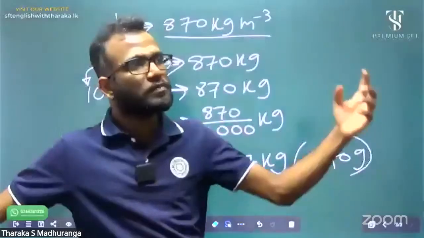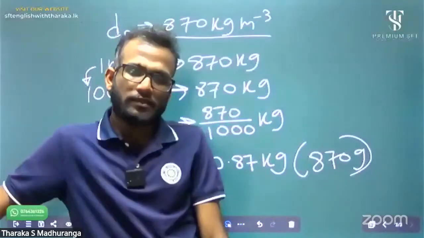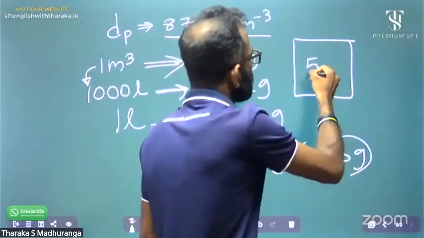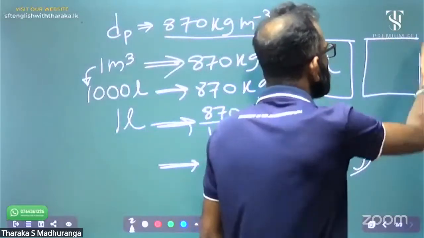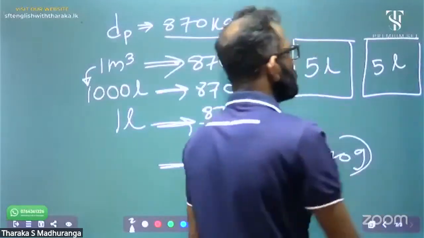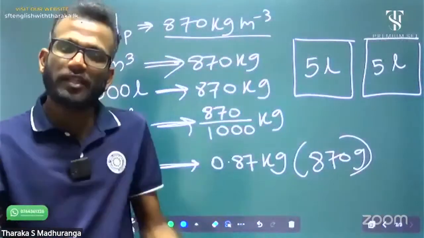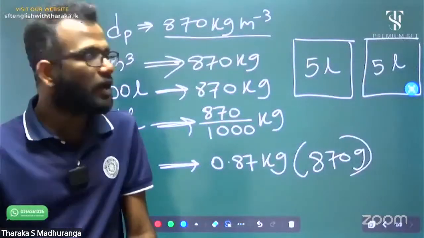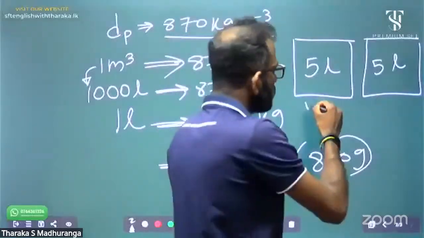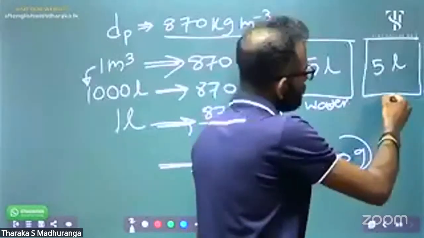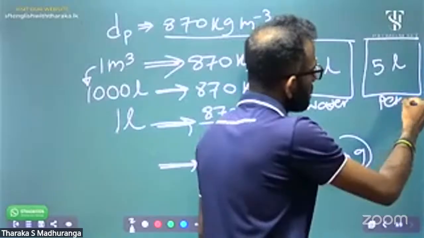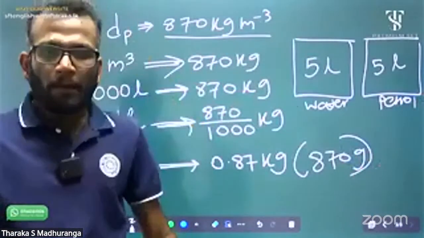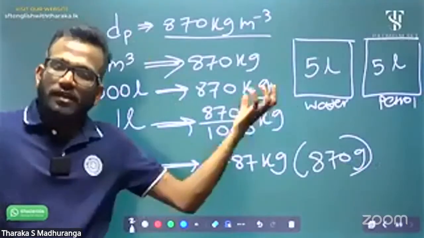I have a 5 liter water can, and I have a 5 liter petrol can. Which one has higher mass? This is water. This is petrol. Which one has higher mass?